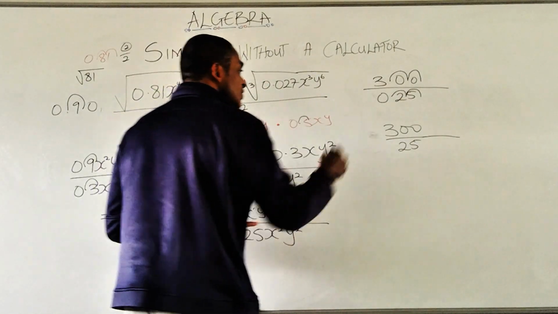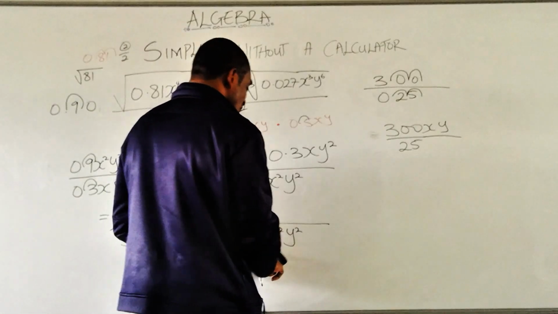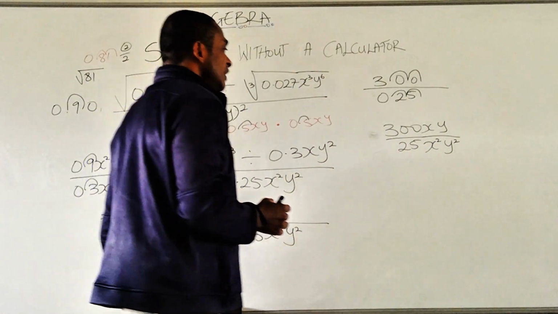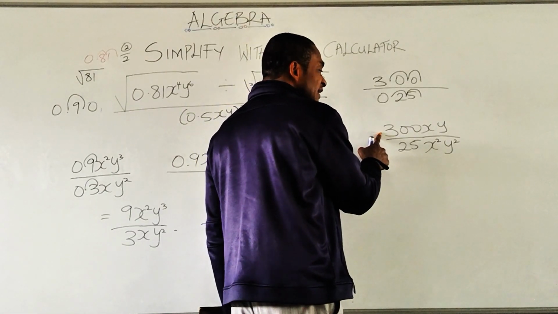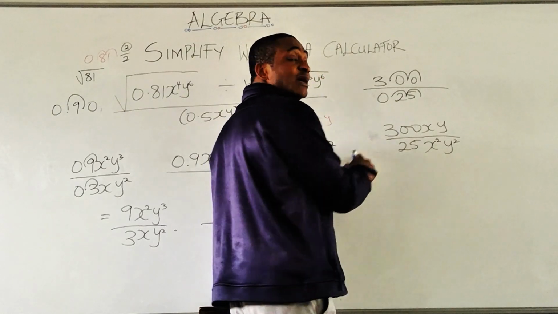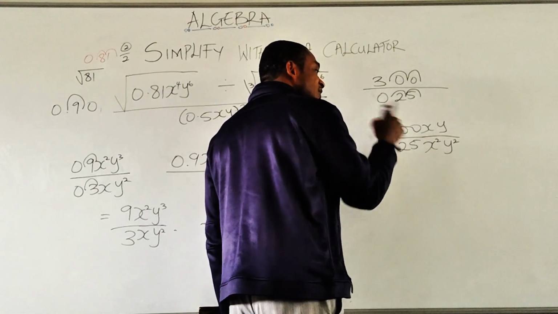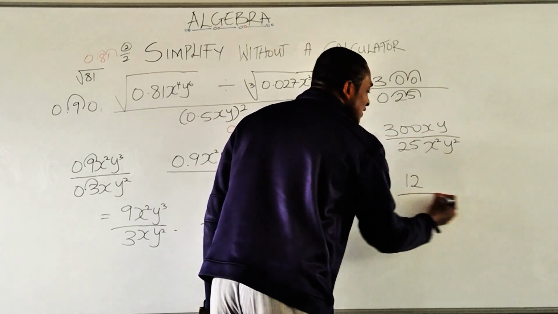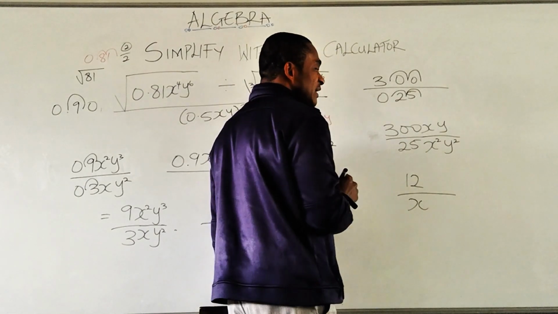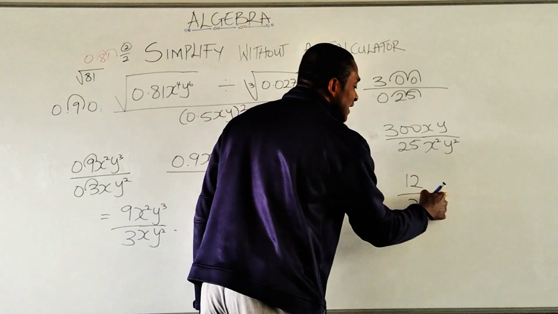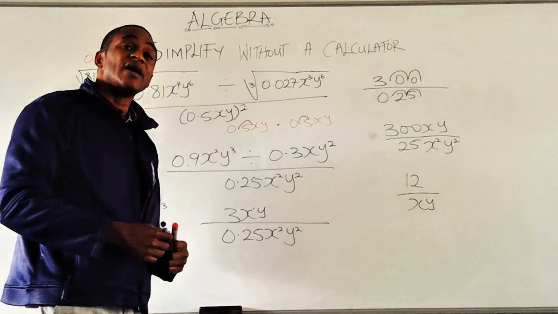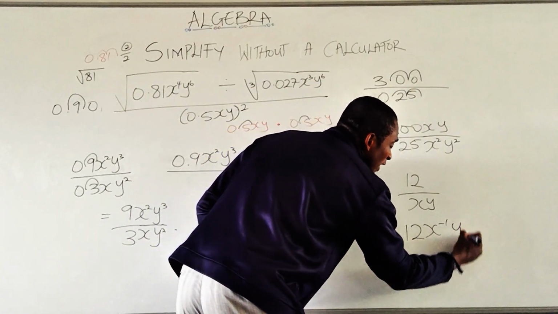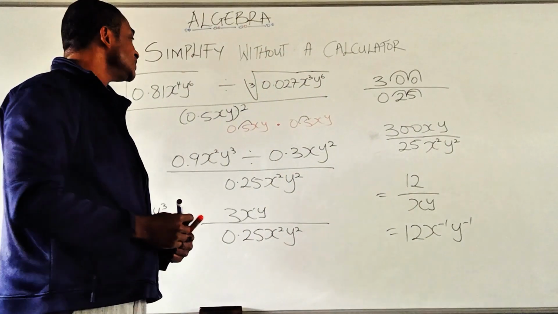Now let's bring in the variables. This is now 300xy over 25x squared y squared. Now, 300 divided by 25. 300 can be divided by 25 as we have 4 times 3, which is 12 times. Then x: if we divide x by x squared, we have x in the denominator, and we also have y in the denominator. So this is our final answer. This can also be written as 12x to the power of -1 and y to the power of -1. So this is our final answer.